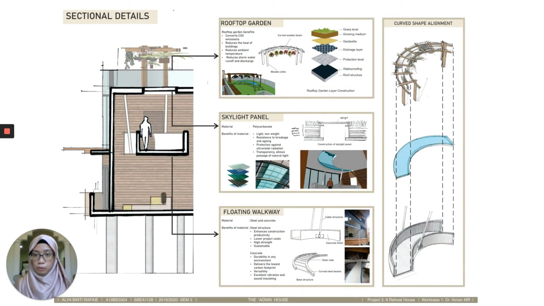Structure-wise, my design will mostly use timber as the main construction material. Concrete will be used for the stilts and the base structure, while steel is used for the floating walkway and the cantilevered structure. So to summarize, the idea of my design is to provide a variety of open air spaces that each client would enjoy and benefit from.